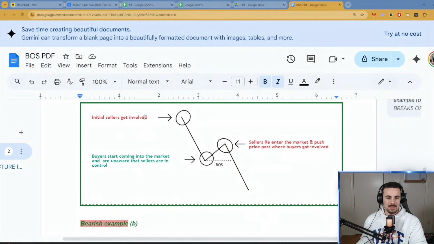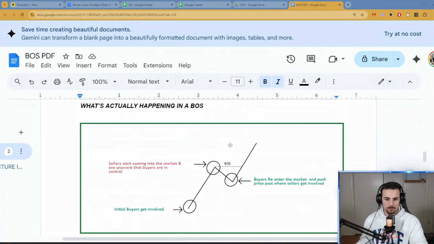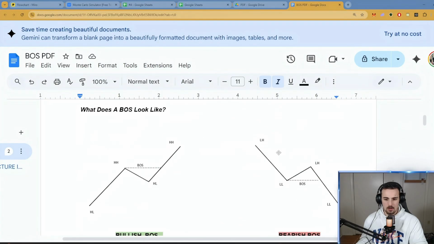So you have initial sellers getting involved. They drag this market downwards, and then buyers start coming into the market because they're unaware that sellers are in control and have already previously pushed this market down. So they start getting involved. The buyers make this lower high. They push the market up to this lower high.